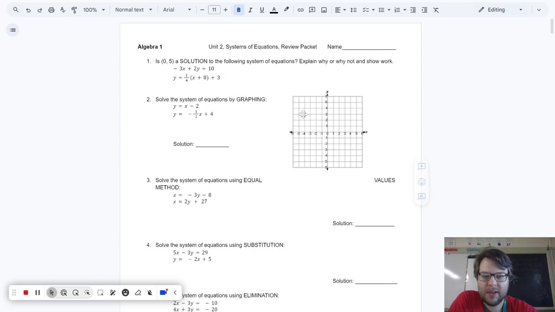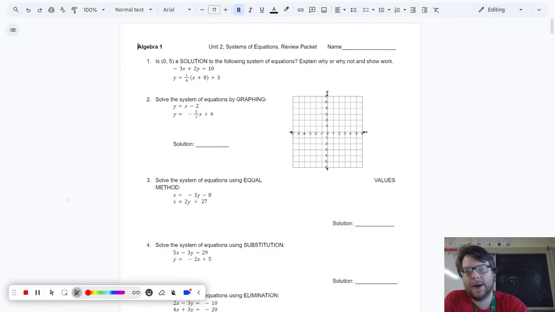All right, everybody, we've got our systems of equations review packet. We can go through it pretty quick, but please let me know if anything is confusing and I will help you out. So the first question is just asking, is this point a solution? And it's given to you as an ordered pair.